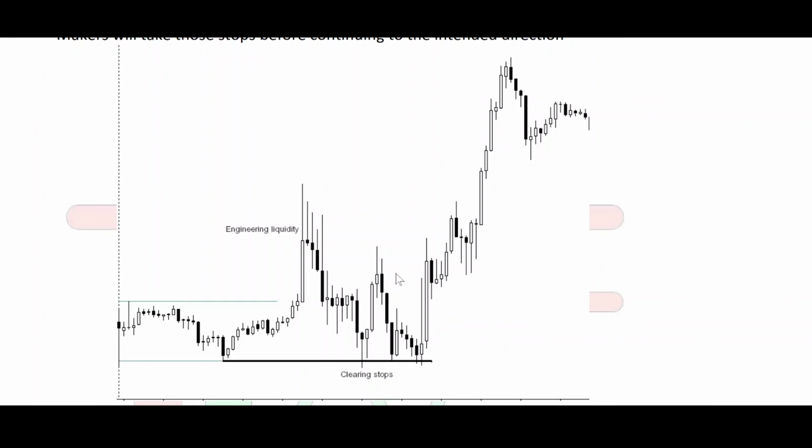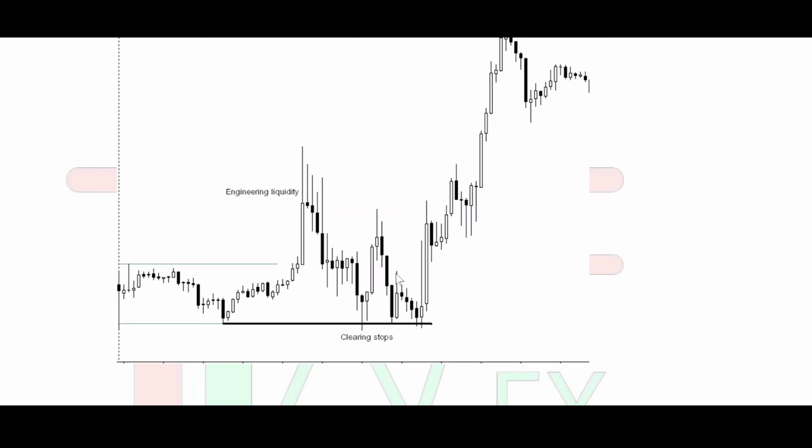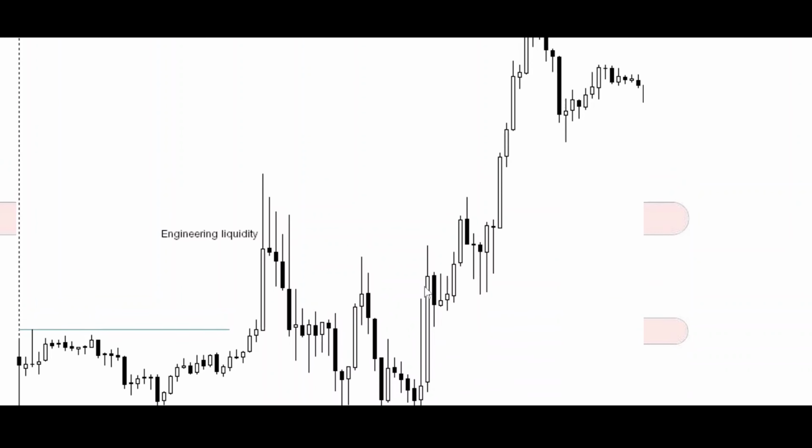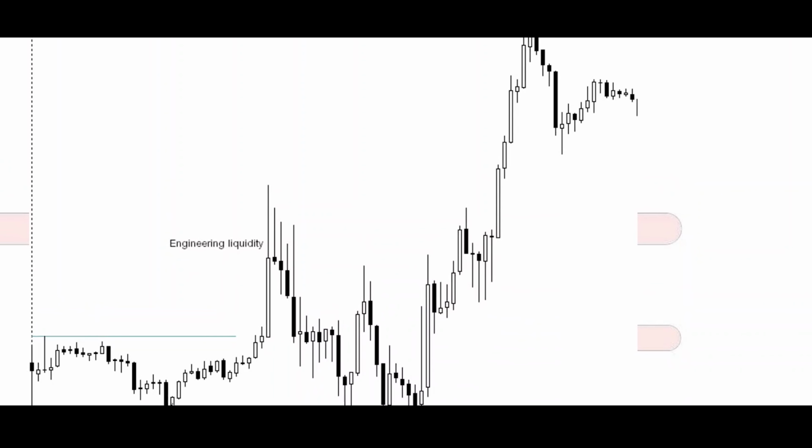Alright, so we can clearly see from this diagram here that we had this strong support or demand zone right here. Price failed to break, and then all this is the engineering liquidity pair, the explanation, and I'll take you to the live trade.